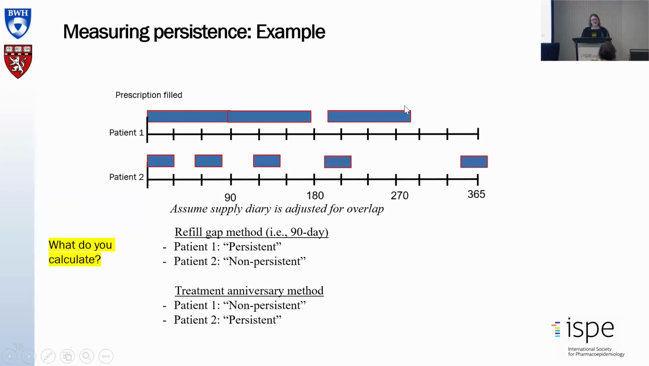And so the treatment anniversary is a similar flavor, though patient 1 is the opposite in this case. If you use a treatment anniversary for patient 1, you're looking a year out and saying, oh, actually they stopped taking the drug. But weirdly enough, patient 2 has a refill that overlaps with 12 months, and so we're still saying they're persistent. That's why I think each method has its strengths and weaknesses, and I like thinking about both when I do these types of studies.